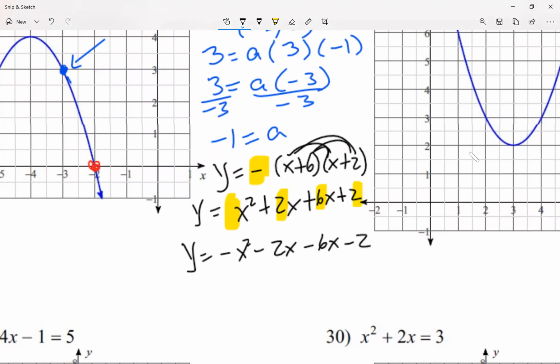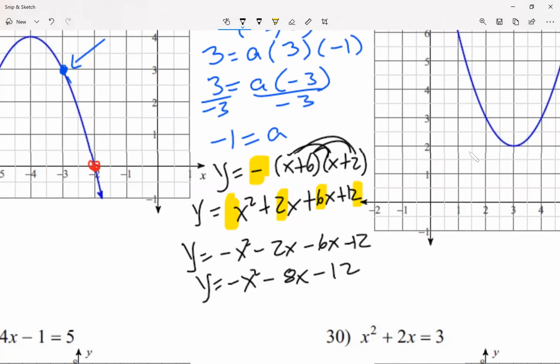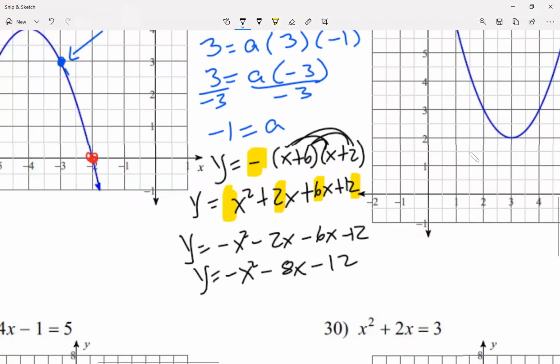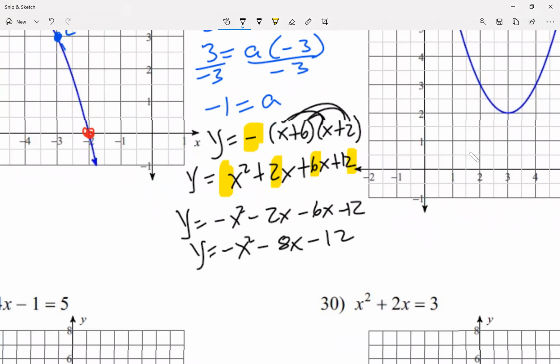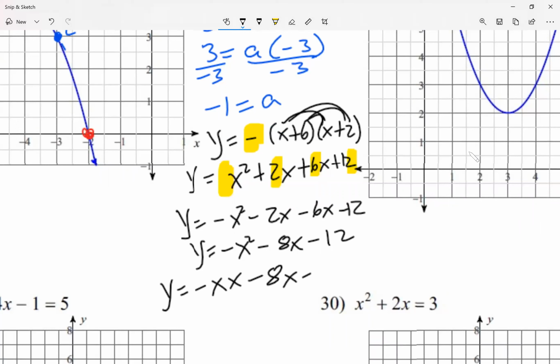Let me combine my like terms. Oh, not a 2, right? That's not 2. That's 12. My 6 times 2. My bad. Okay, so that's a minus 12. Now, let me combine my like terms. So I have y equals negative x squared minus 8x minus 12. If I'm writing it, that's it. Now, how are you going to type this? Y equals negative x squared minus 8x minus 12.